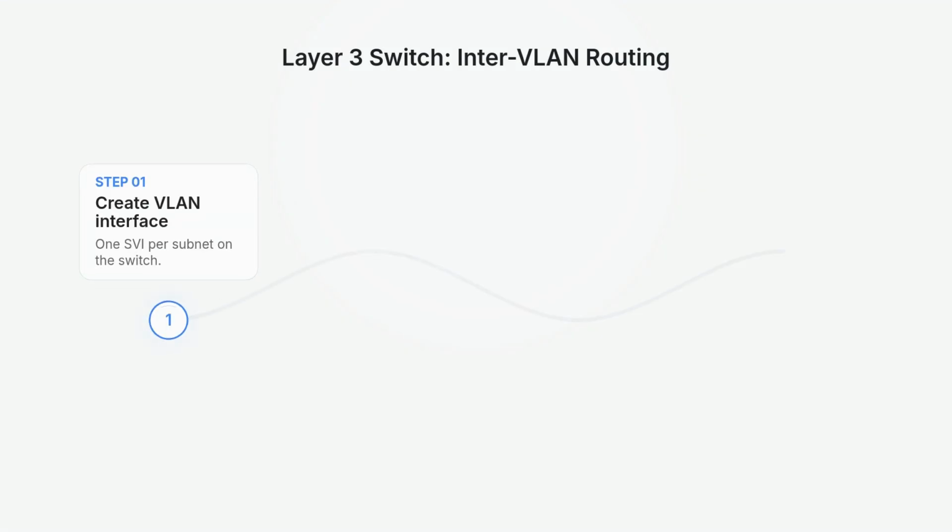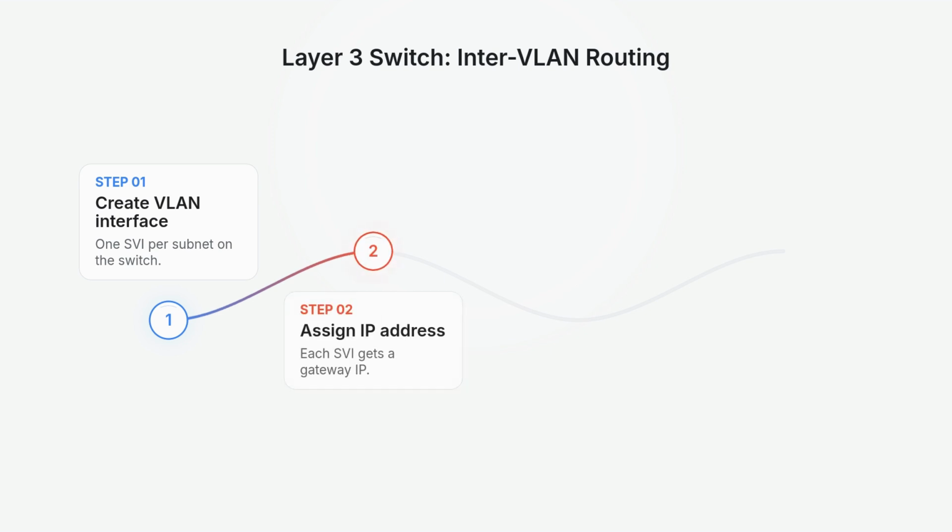Also check the switch side like a troubleshooter would. Make sure that link is actually trunking. Router on a stick breaks immediately if the uplink is left as an access port or if the VLAN isn't allowed across the trunk. On a layer 3 switch, the approach is cleaner.